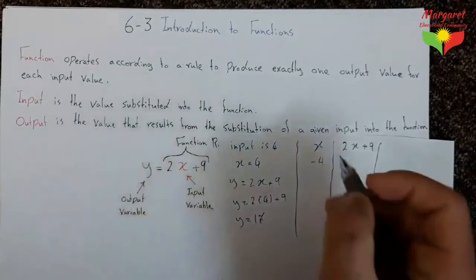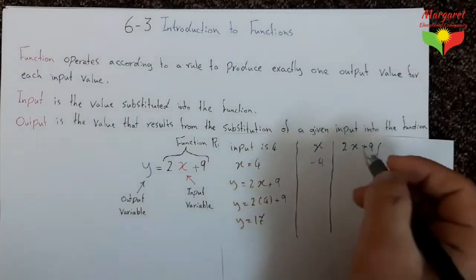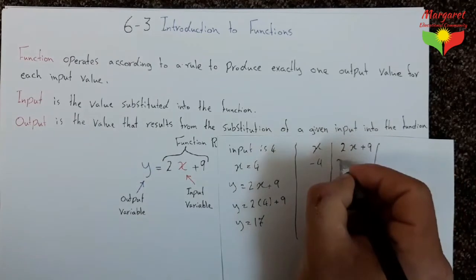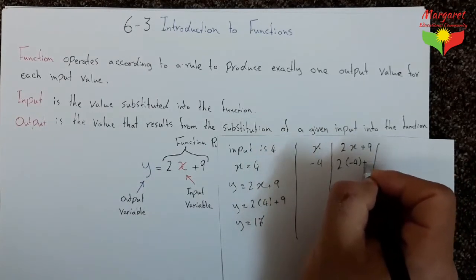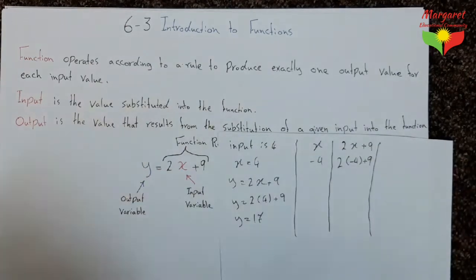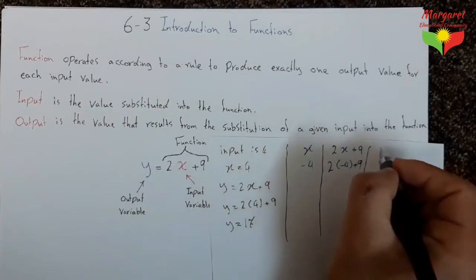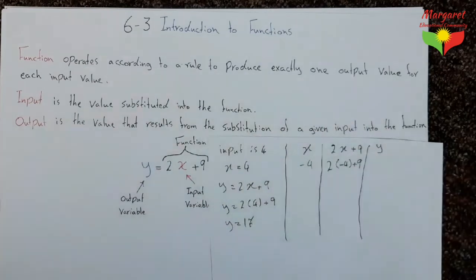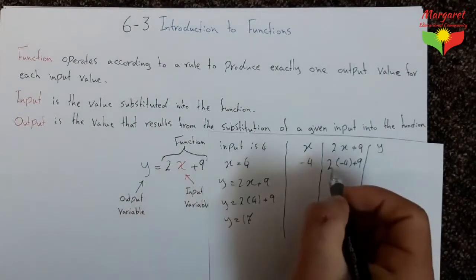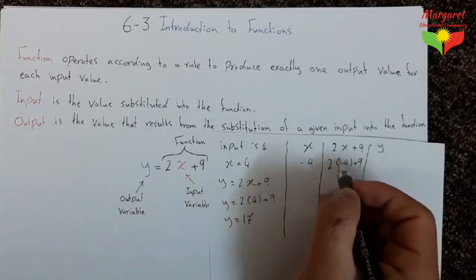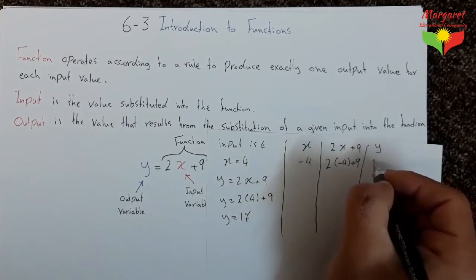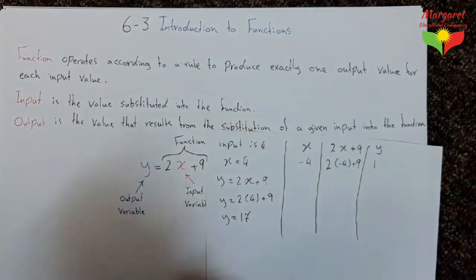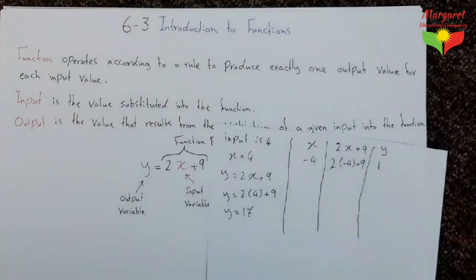So substitute -4 for x. So y equal to 2 times -4 plus 9. Now to find the output, we say that y is output. 2 times -4 equal to -8. -8 plus 9 equal to 1. So the output is 1.